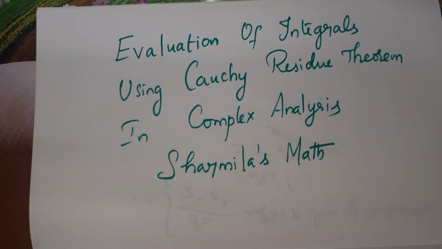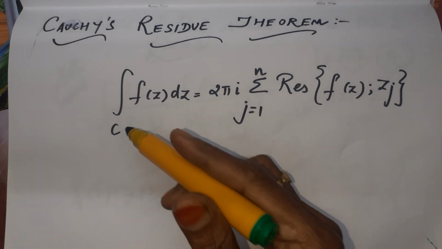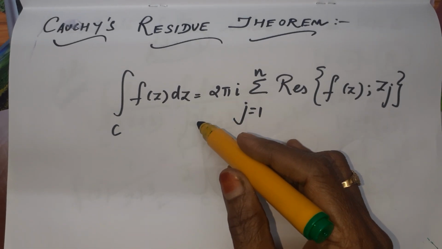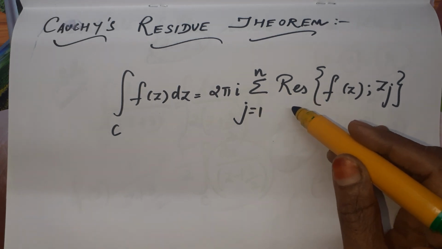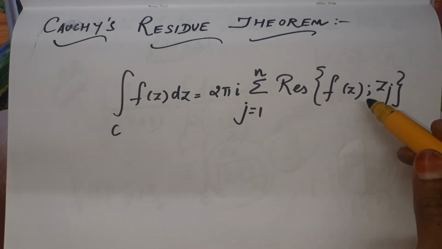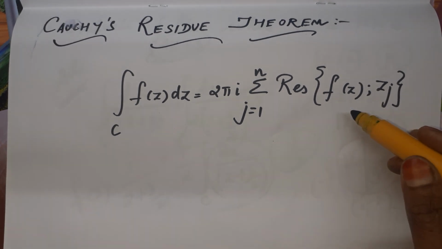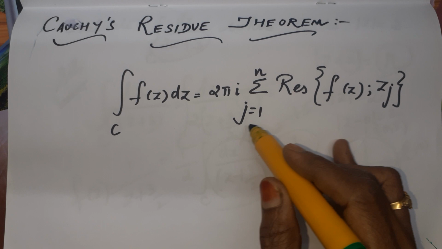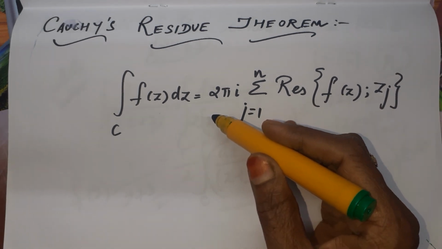Hello students, in this video we are going to evaluate integrals using Cauchy Residue Theorem in complex analysis. This is Cauchy Residue Theorem: the integral over C of f(z) dz is equal to 2 pi i times the summation, j ranges from 1 to n, of the residue of f(z) at zj. That is, first we have to find all the residues and sum all the residues, and finally multiply it by 2 pi i.